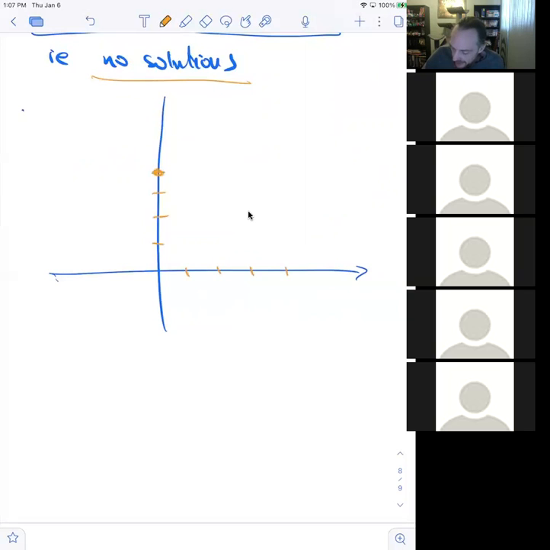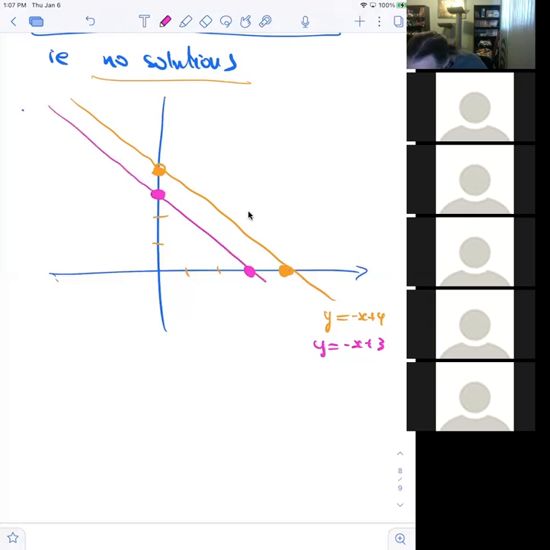So we already saw at 4 and 4, not to scale, I guess. This was the first one, y equals negative x plus 4. And then if you do the other one, you can do it quickly. y equals negative x plus 3, but you're going to get 3 and 3. And so then if I can draw it nicely, they're parallel. There's no solutions.